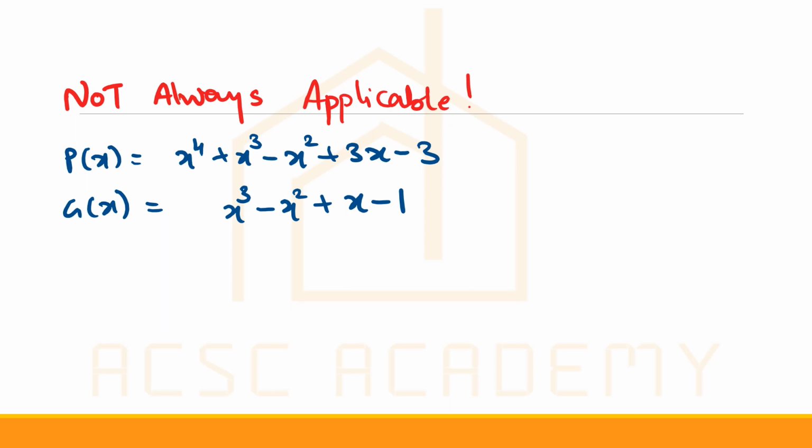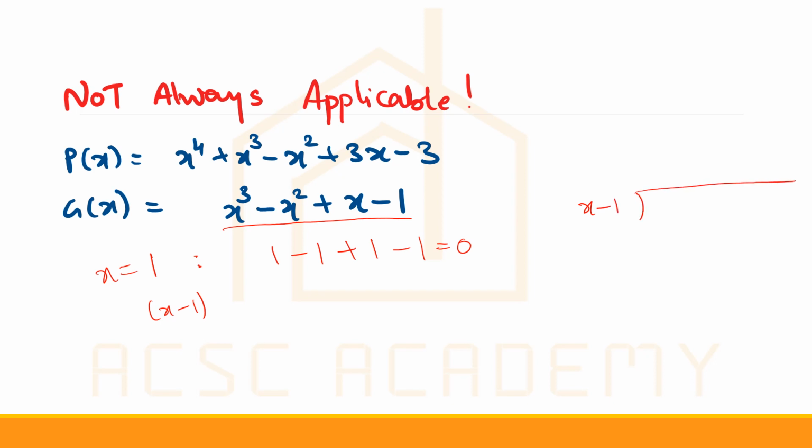As you can see, this is our g of x. Let us try to factorize this. As we can see, if we substitute x equal to 1, then we get 1 minus 1 plus 1 minus 1, which is 0, which means x minus 1 will be one of its factors. Let us divide it with x minus 1 to try to find out the other factors of g of x. x cubed minus x squared plus x minus 1. Let us perform this division.